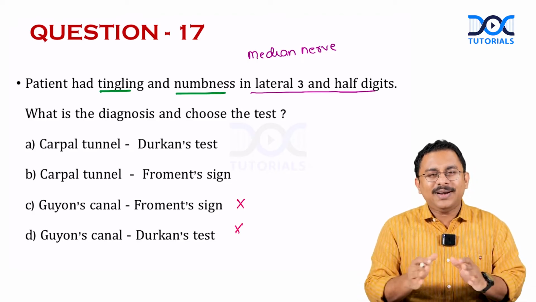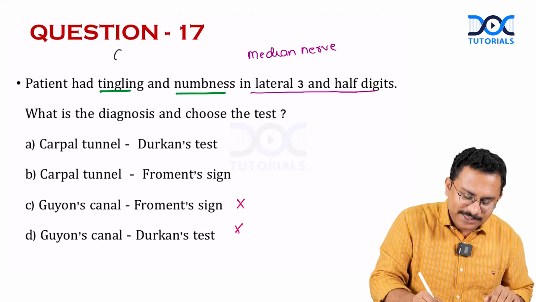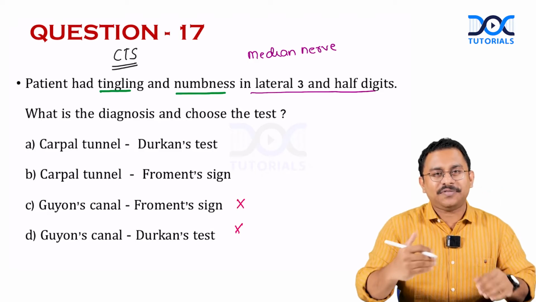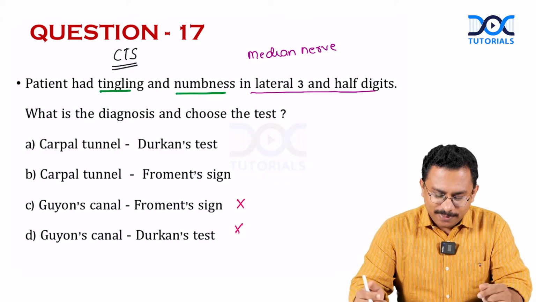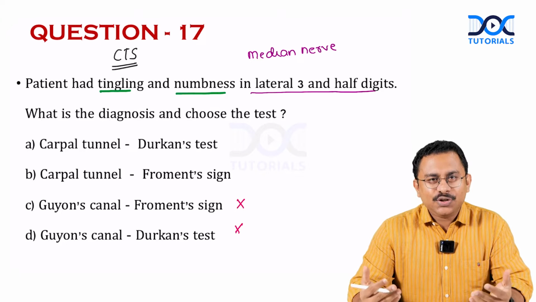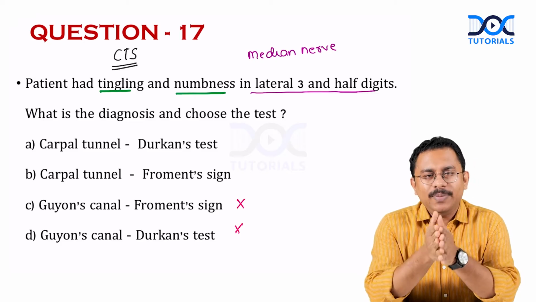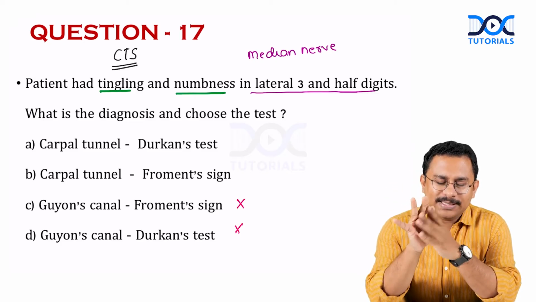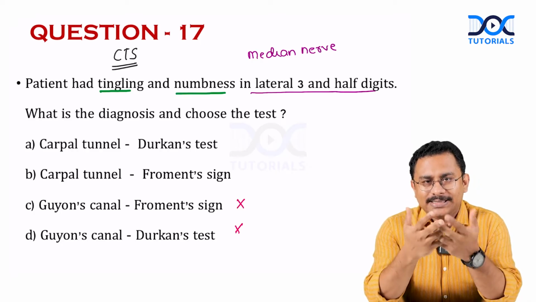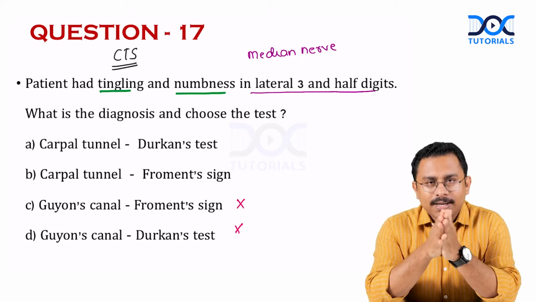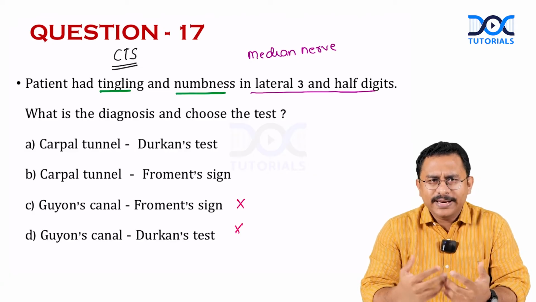So the common compressive neuropathy at the carpal tunnel is carpal tunnel syndrome, which is CTS, which occurs due to compression of the median nerve at the carpal tunnel. And so the diagnosis is carpal tunnel syndrome, no doubt about it. And the test to diagnose, see, there are certain provocative tests to diagnose CTS. Yes, the patient will be coming to you and telling you that there are sensory symptoms, tingling, numbness in the 3.5 digits. But if you just want a test that will provoke these symptoms, there are a few important tests. One is the Durkan's test, and in fact, Durkan's is a very good test.